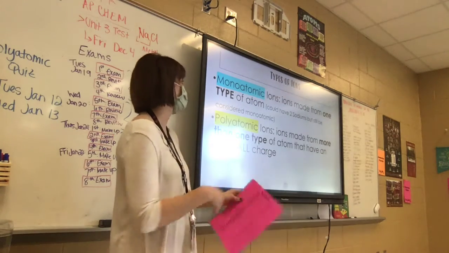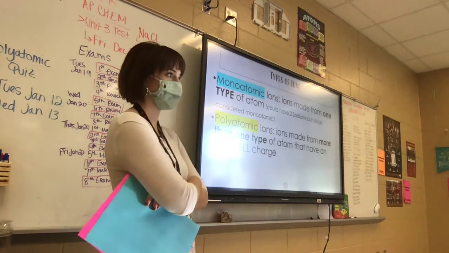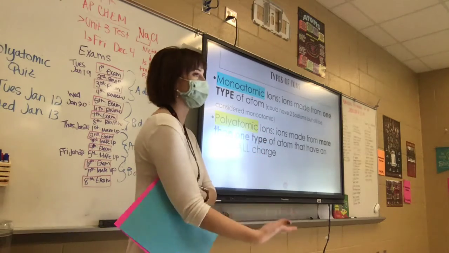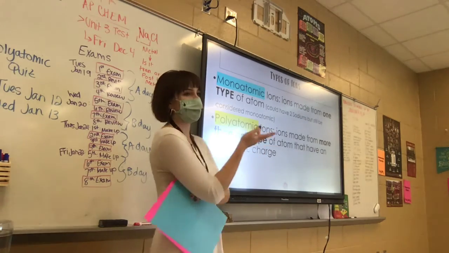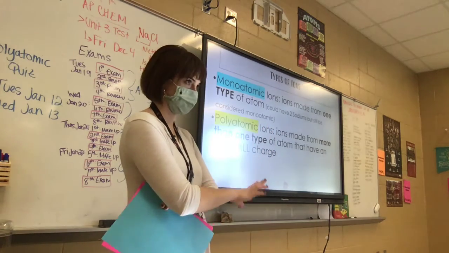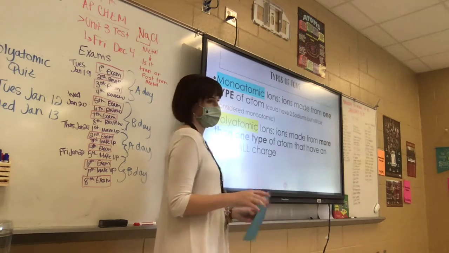Now, monoatomic ions are ions made from one type of atom. So monoatomic ions, that means just one type of atom. Now, in a formula, you may have two sodiums, but it would still be considered monoatomic because it's just sodium. Whereas polyatomic ions are made up of more than one type of atom that have an overall charge.